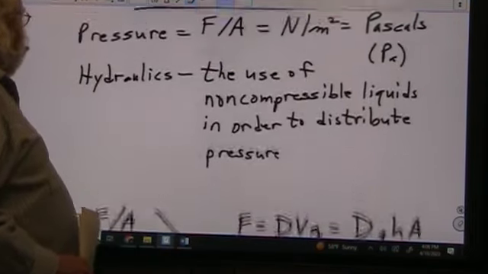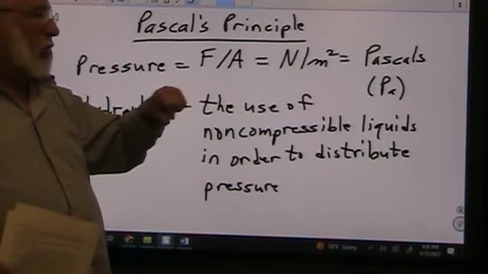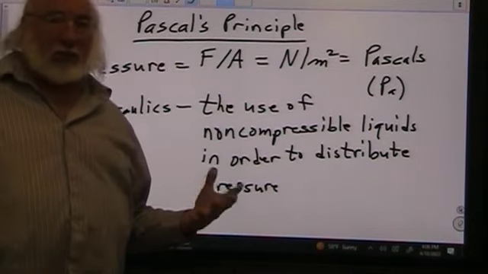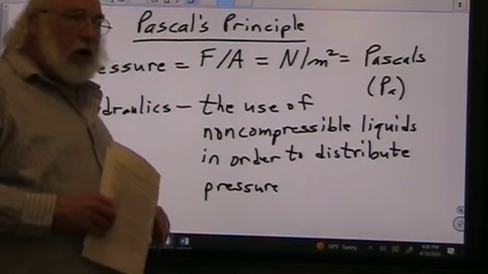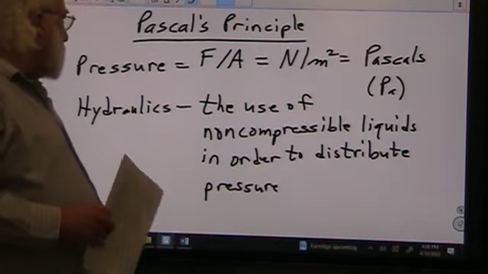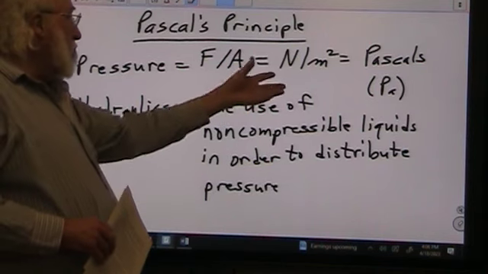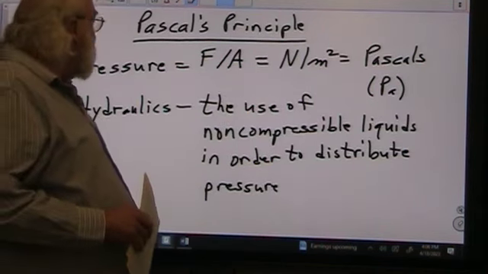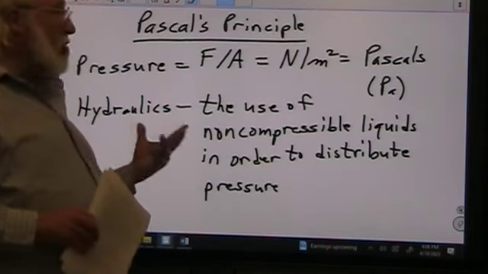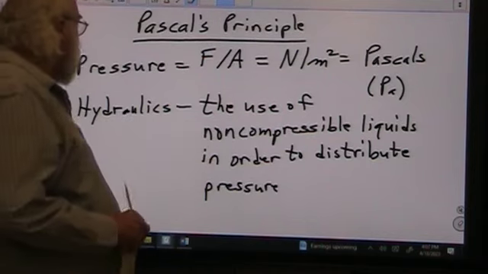Okay, the next topic we have today is Pascal's principle. Pascal's the same Blaise Pascal who came up with the famous triangle that we use in scholastic bowl. Pressure is defined as force over area, so the label for that is newtons per square meter, and is measured in pascals, named after him.